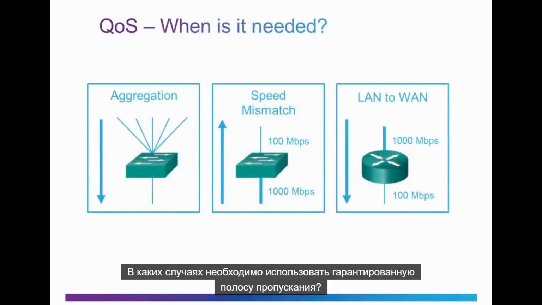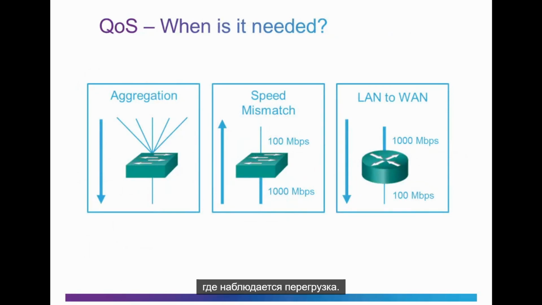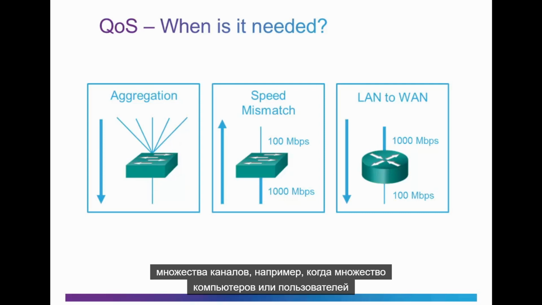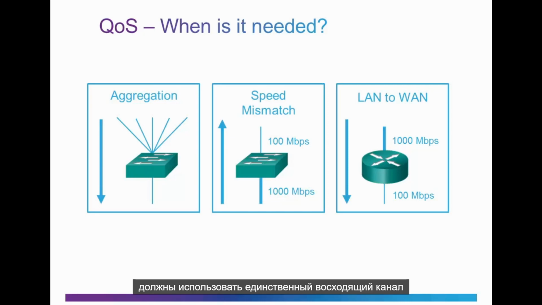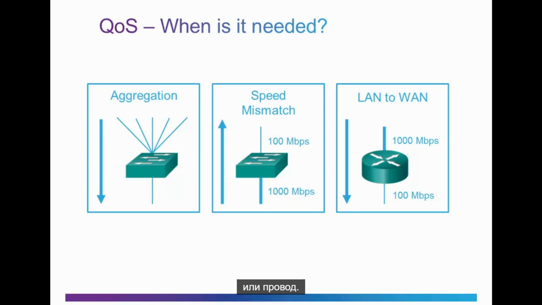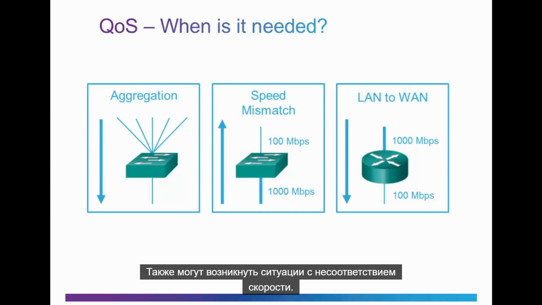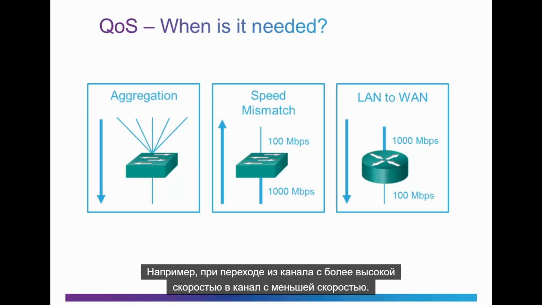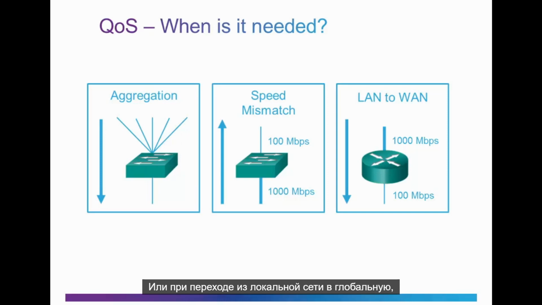When do we need QoS? We need QoS at points in the network where congestion is experienced. This could be points where you have an aggregation of many links, let's say many computers or many users, all having to go up a single uplink or across a single wire. Also, you can have situations where there's a speed mismatch. You're going from a faster link to a slower link. And also, as you cross from a LAN to a WAN, or from the WAN to the LAN, going from network to network across a gateway router.